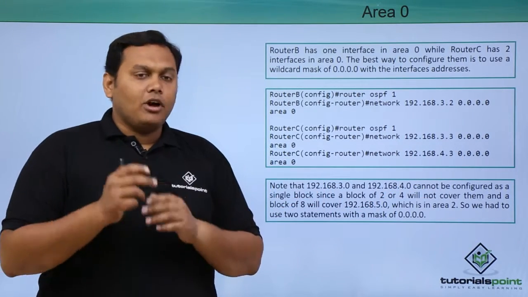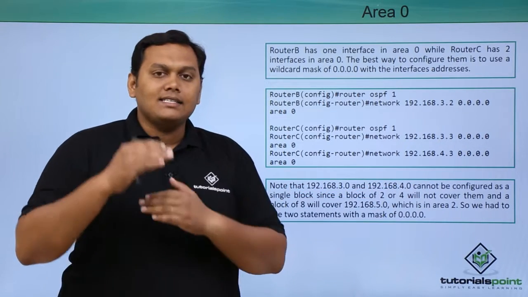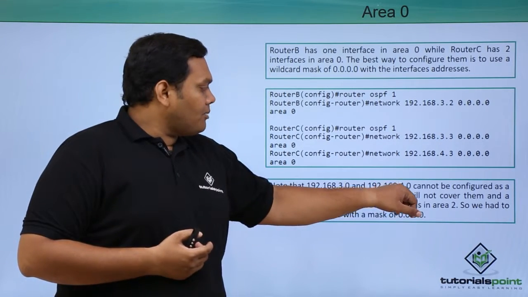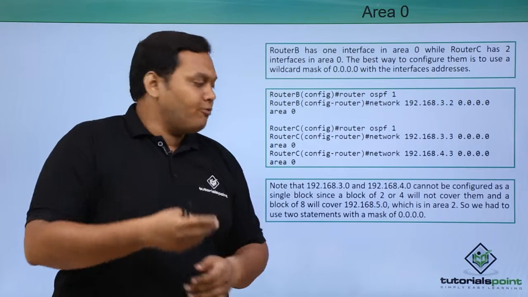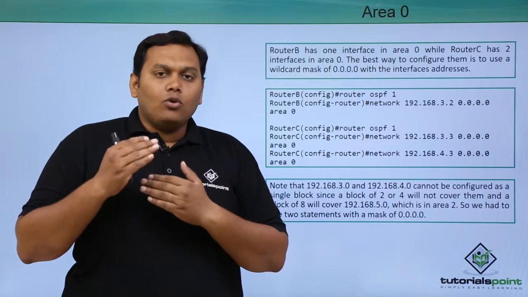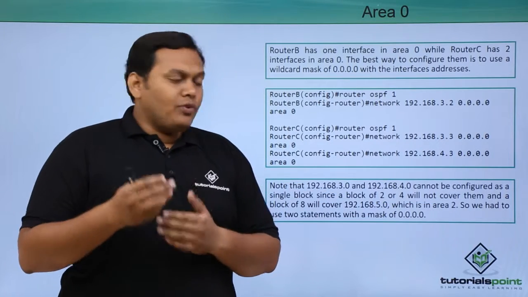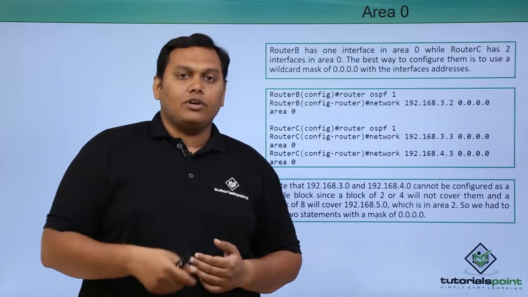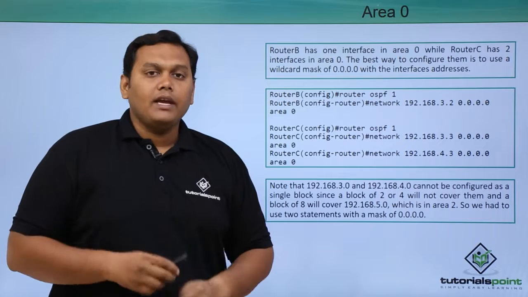If you observe, 3.0 and 4.0 cannot be configured as a single block, because after 3 comes 4, but after 4 comes 5. 5 cannot come below 8 and above 4. So, you can't use a block of 2 or 4, so you can only use a block of 8 for 5.0, which is in area 2. So, we have to use two statements with a mask of 0.0.0.0 here. This is the configuration of area 0 for the interfaces of router B and router C.